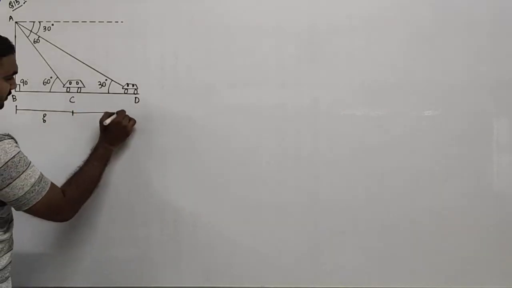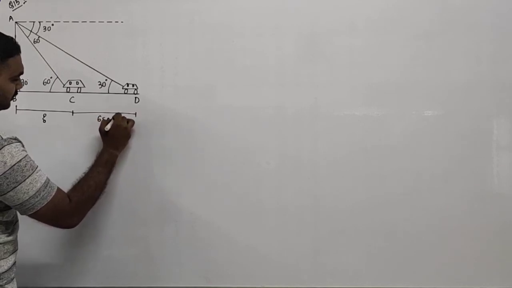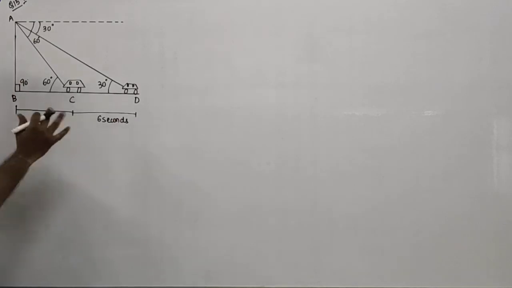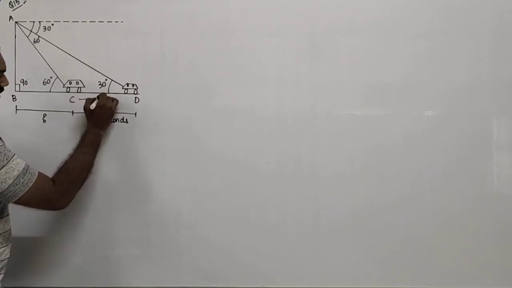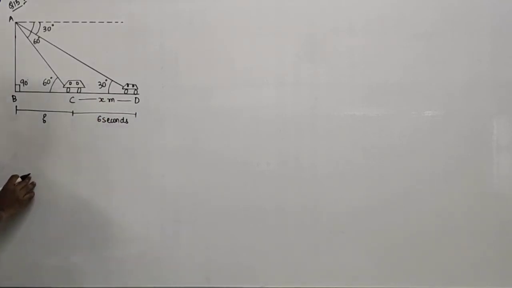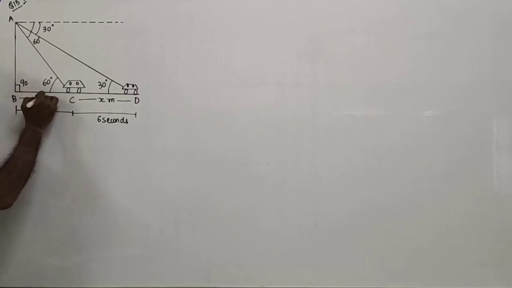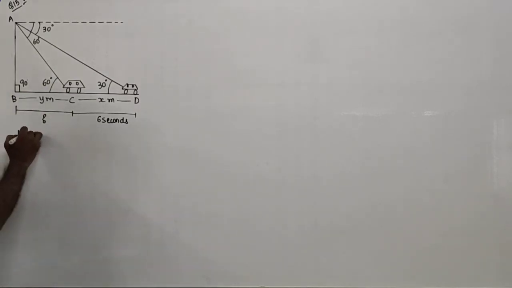This time is given, 6 seconds. The distance is not given, so we will take the distance. The distance that we travel here between C and D is x meters. Let us say this is x meters. And the distance we travel here, that is y meters between C and B. We take these two distances separately.